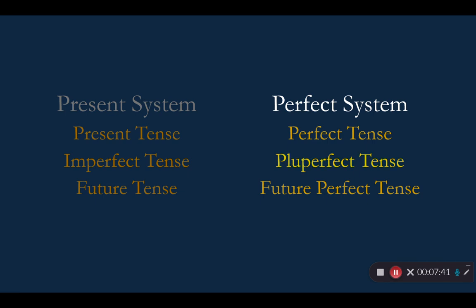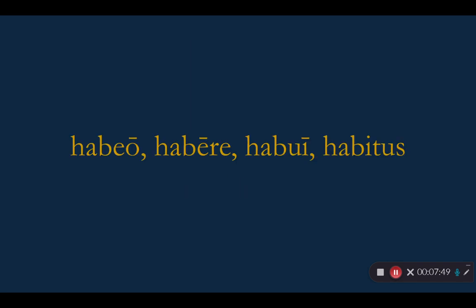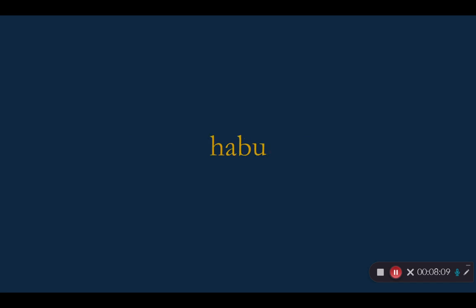To form the pluperfect tense of any verb, go to the third principal part and take off the long I. For the verb habeo, I have, the principal parts are habeo, habere, habui, habitus. The third principal part is habui. If we remove the long I, we're left with habu, which is the perfect stem.